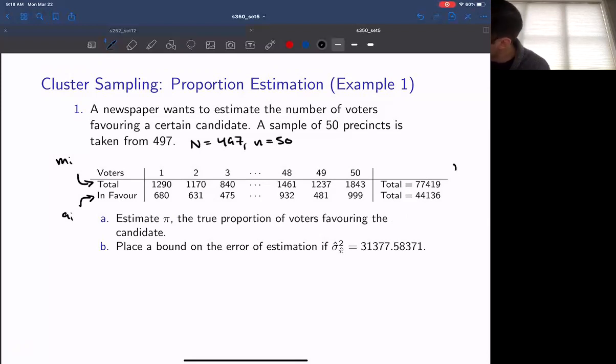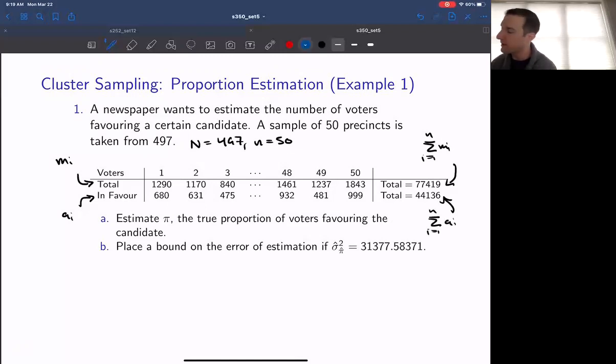All right, at the end of the rows, we have the sums. So this here is going to be the sum from i equals 1 to n of the mi. And this here is going to be the sum from i equals 1 to n of the ai. So those are the two major quantities that we need for estimating pi.